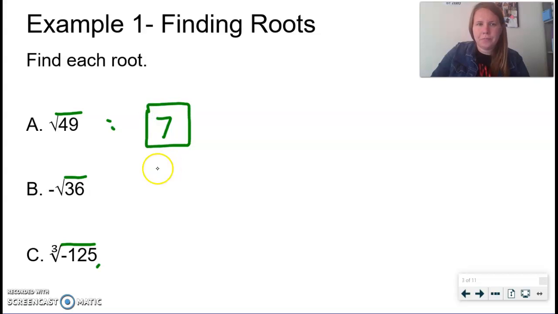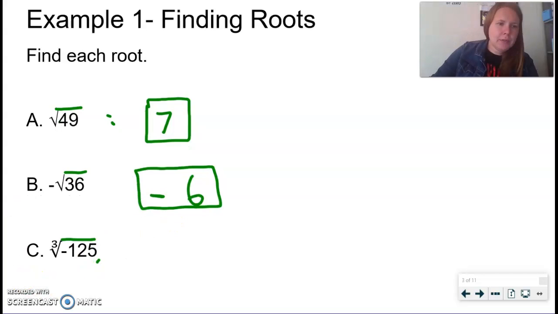This time I do have the negative, so whatever my solution is, I'm actually going to have the negative value of what is under here. So I have to think what times what gives me 36. Again, I went through this just a sec ago, and 6 times 6 gives me 36. The negative sign's outside, so I have negative 6.